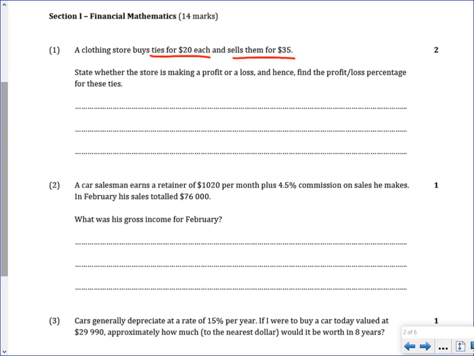So what we want to do first of all is state whether they're making a profit or loss. Obviously they're making a profit. In fact, they're making a $15 profit, because 35 minus 20 equals $15, and because that's a positive number, and profit or loss is selling price minus the cost price. If that was a negative number, that means we're making a loss. Here we're selling it for more than we bought it for, so making a profit.